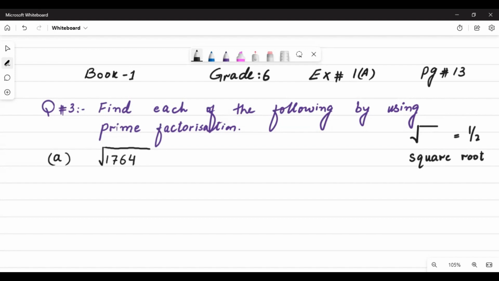We have the value 1764. First of all, we will find its prime factors, and after finding the prime factors, we will go for the square root. Let's start with the prime factors first. You know how to find the prime factors for this. As the last digit is 4, it is divisible by 2, and we know that 2 is a basic prime number. The first prime number is 2. So let's start with that.